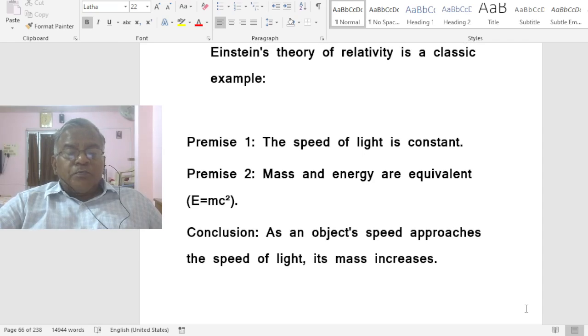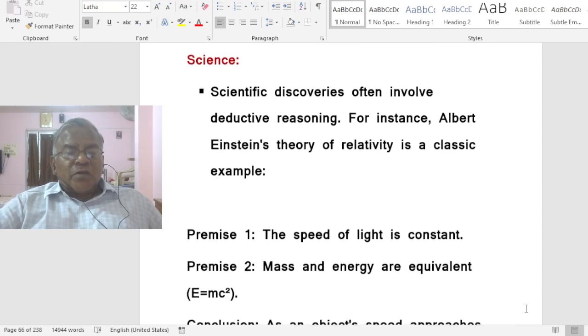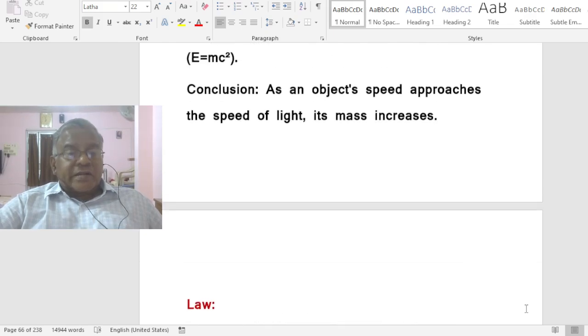As an object's speed approaches the speed of light, its mass increases. So that is how you will conclude. As an object's speed approaches the speed of light, its mass increases. So from the above statements, this is how you arrive at it in deductive reasoning.